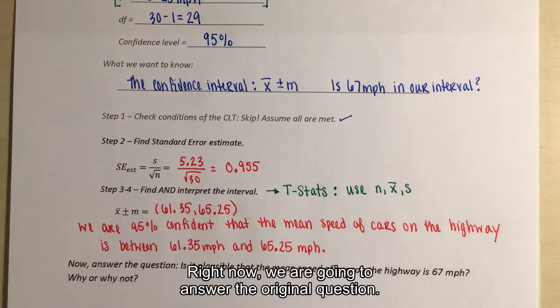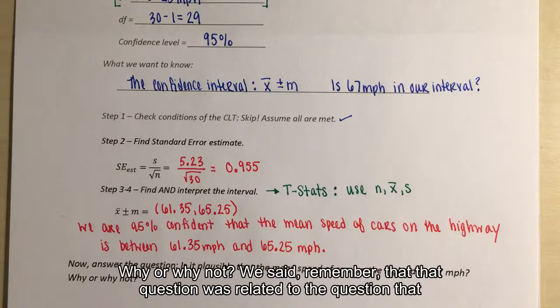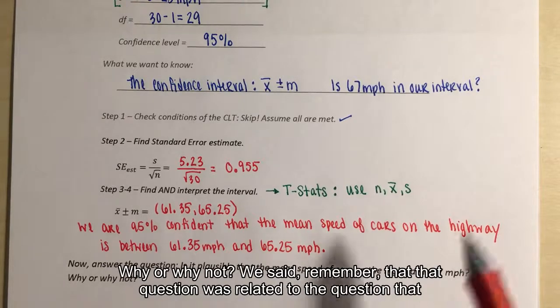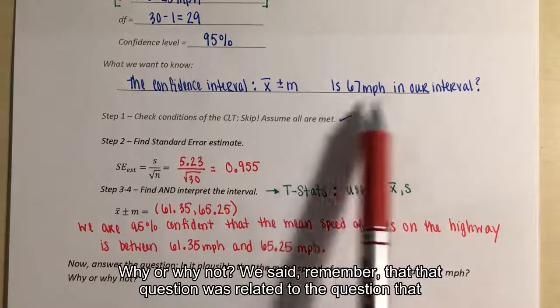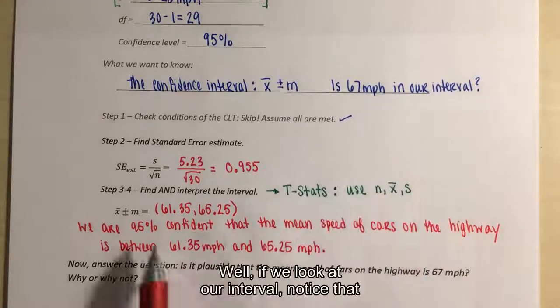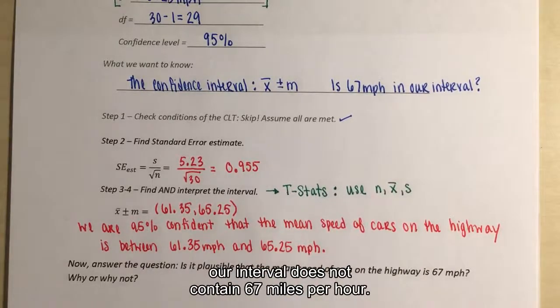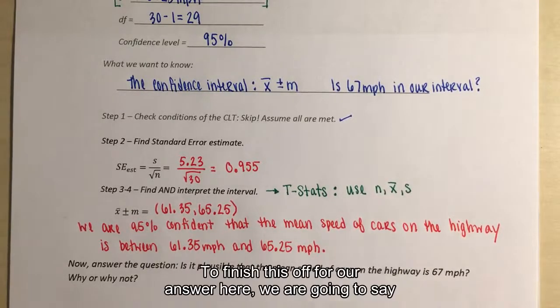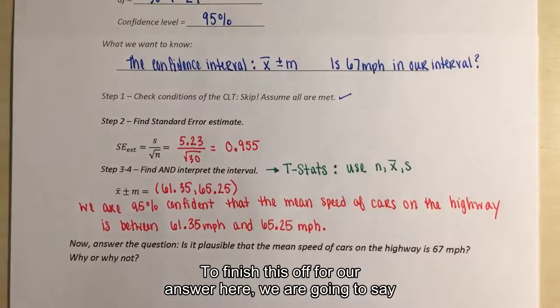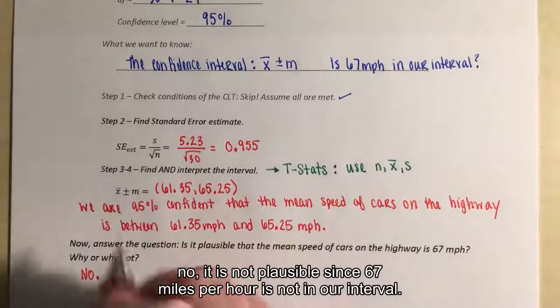All right, now we're going to answer the original question. Is it plausible that the mean speed of cars on the highway is 67 miles per hour? Why or why not? Remember, that question was related to the question that we wrote here, is 67 miles per hour in our interval? Well, if we look at our interval, notice that our interval does not contain 67 miles per hour. So to finish this off for our answer here, we are going to say, no, it is not plausible.